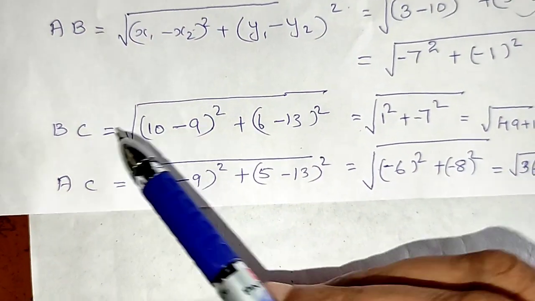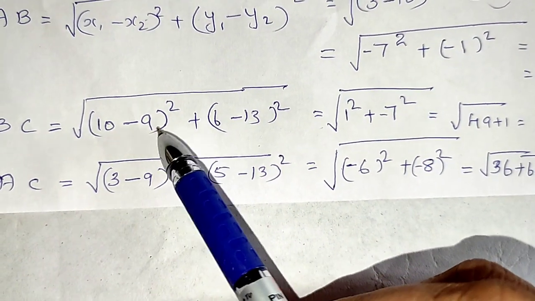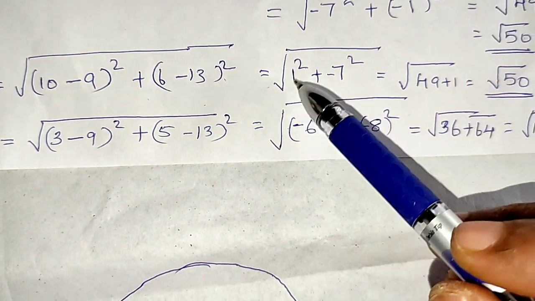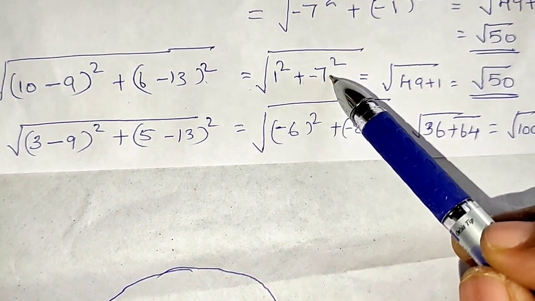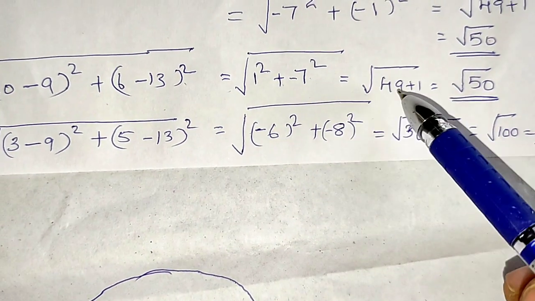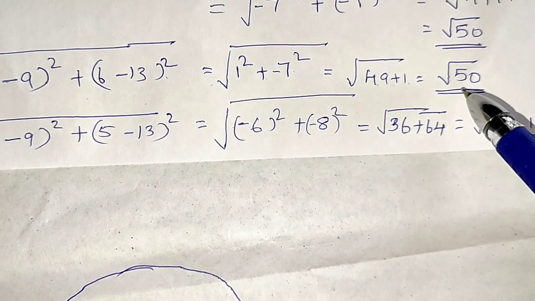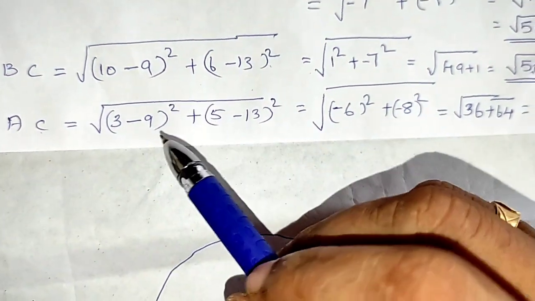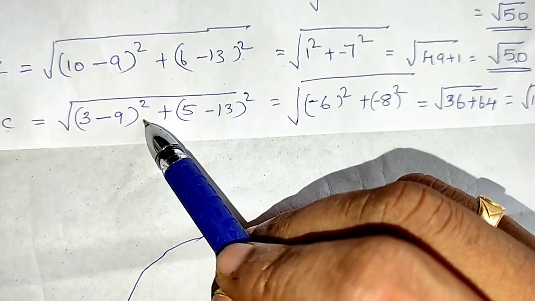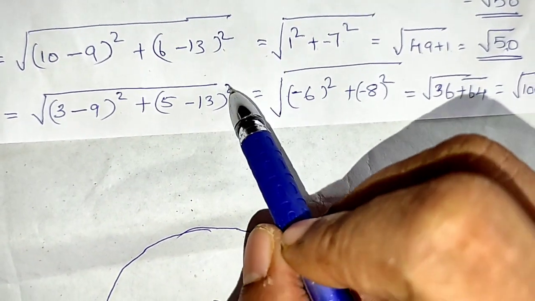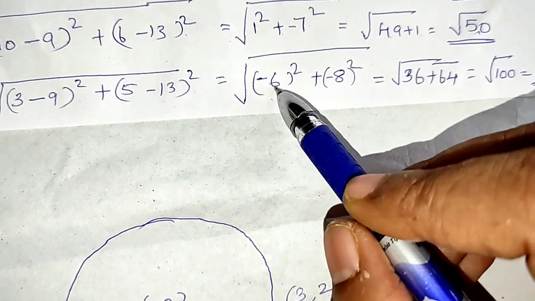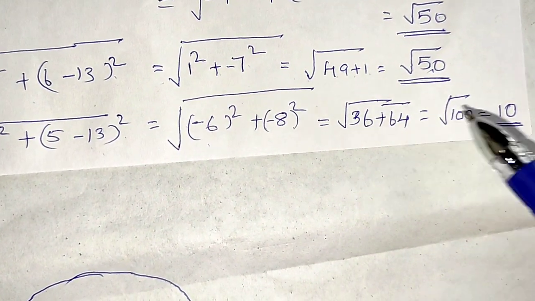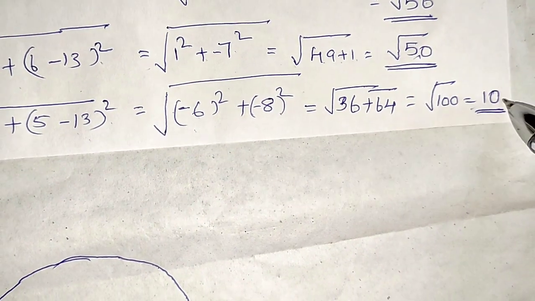Okay, and for BC, that is root of 10 minus 9 whole square plus 6 minus 13 whole square, which is equal to root of 1 square plus minus 7 whole square, that is equal to root of 49 plus 1, which is equal to root 50. Okay, and AC is equal to root of 3 minus 9 whole square plus 5 minus 13 whole square, that is equal to minus 6 whole square plus 8 square, which is equal to 36 plus 64, that is equal to root 100, which is equal to 10.